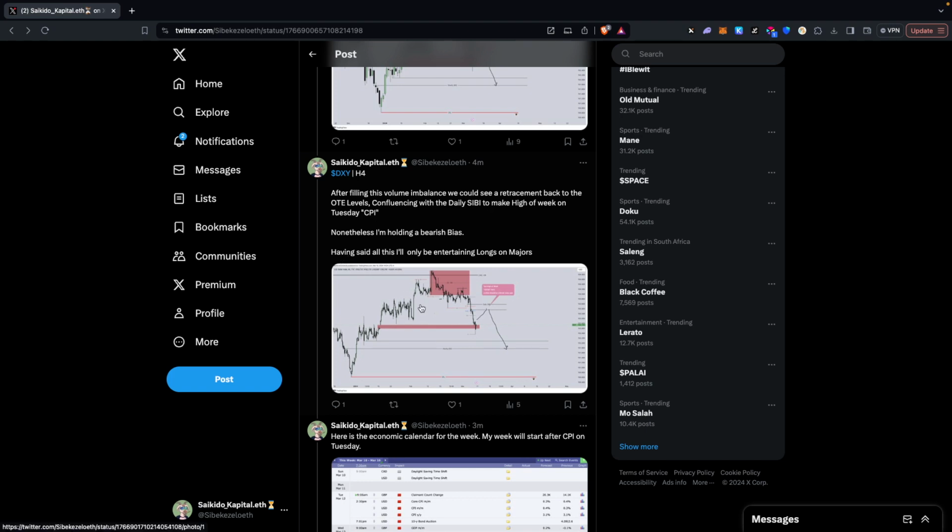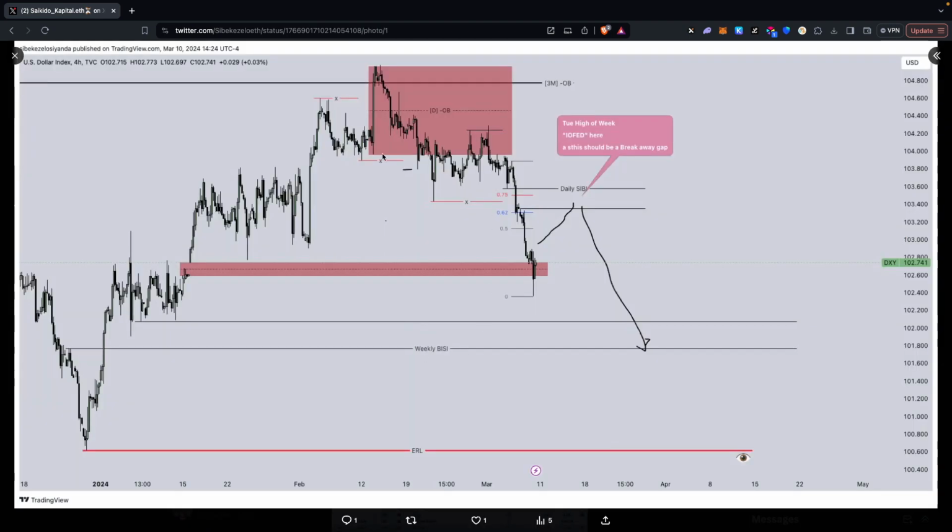Having said all of this, I'll only be entertaining longs on majors, which is EU. And so you can clearly see the original consolidation lows here. We are now in a market maker sell model. So we are going to see that as our second stage distribution, that being our low risk sell, first stage distribution, second stage distribution to the weekly BC right here. Okay, so I think that's what's going to happen, and obviously that's going to be high of the week on Tuesday.